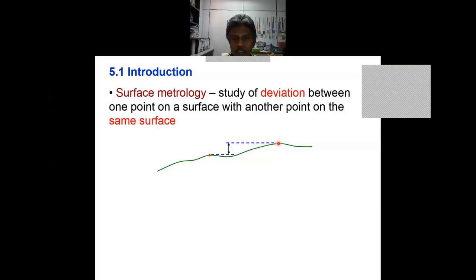If you look at the highest point and lowest point within the same profile, within the same surface, that can be the roughness value. So here we're not comparing with another standard, but we are comparing the height from one point to another point. Of course, the instrument you're using must be calibrated to give you the correct height value. But comparison is between one point to another point.